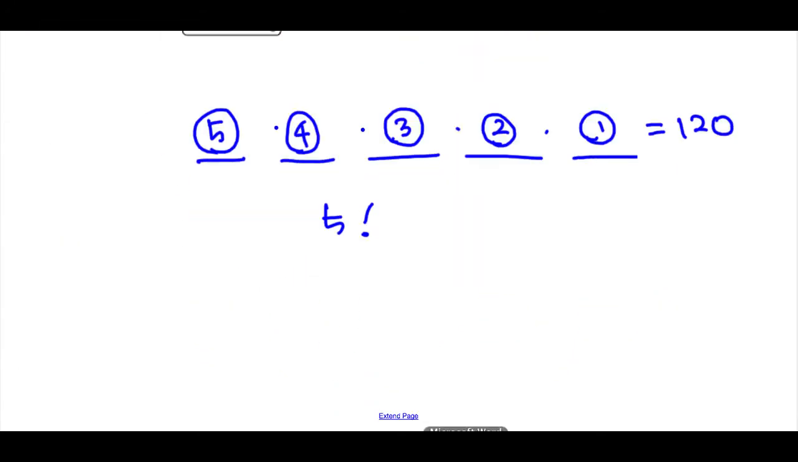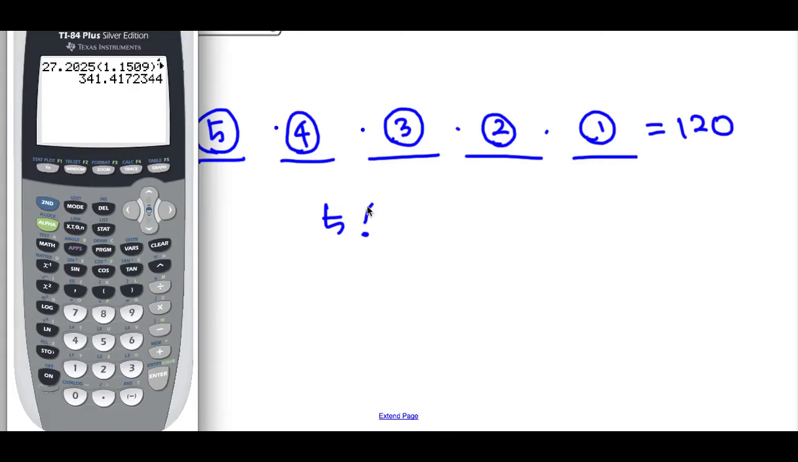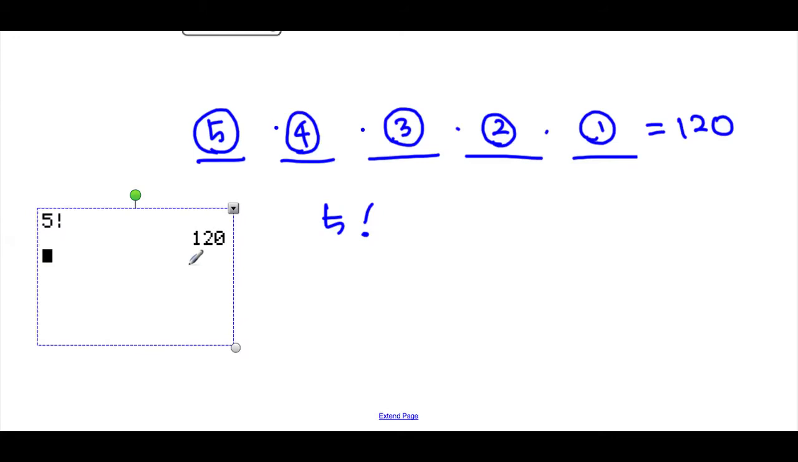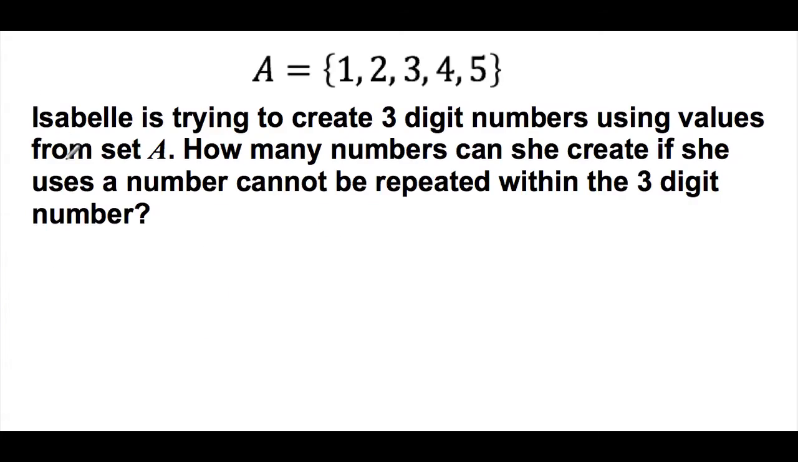Now, if you have a calculator, the factorials can be found from here. Put down 5 first, and go to math, and you see the probability. Go all the way down there, and use number 4. Then that's 5 factorial. We're going to multiply 5 all the way down to 1. If you press enter, then as you can see, we have 120 shown just like how we calculated earlier. Alright, great. How about the next question?